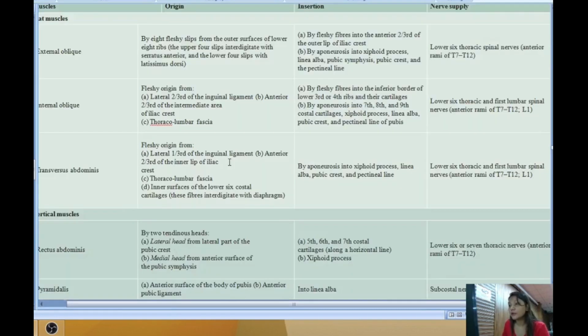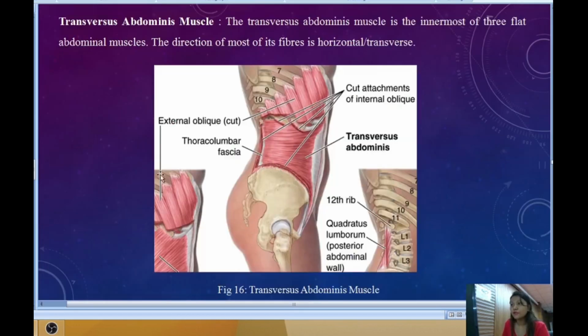Lateral 1/3 of the inguinal ligament, anterior 2/3 of the inner lip of iliac crest, thoracolumbar fascia, and lower 6 costal cartilages. And insertion is aponeurosis into xiphoid, linea alba, pubic crest, pectineal line, and same nerve supply. So see the origin: it is from the lateral 1/3 of the iliac crest, the anterior 2/3 is for the internal oblique, and 1/3 is for the transversus abdominis.